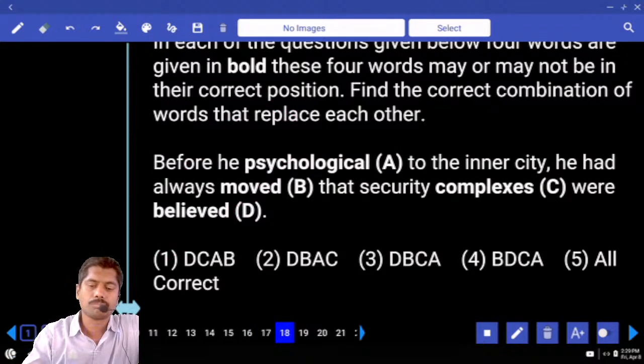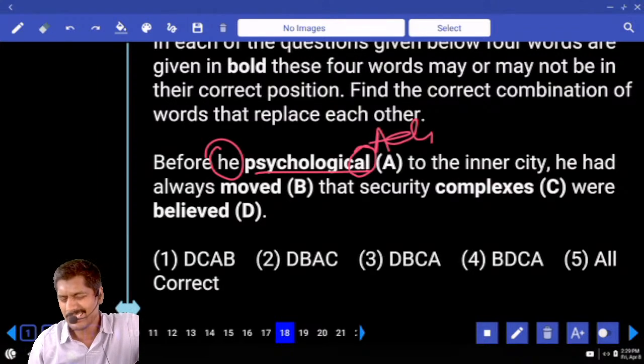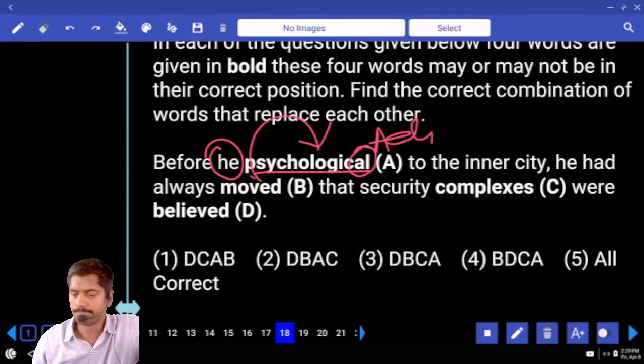Before he, after he, psychological AL, adjective possible, no. Move to yes, complexes to no, believed to believed in. Move to, first one is B.